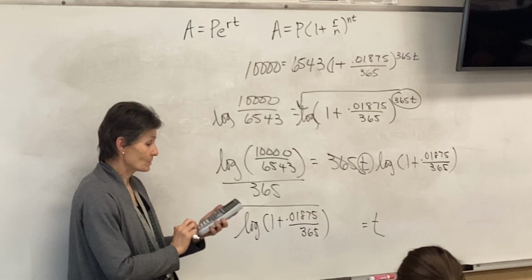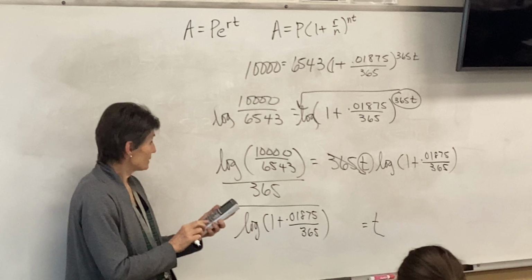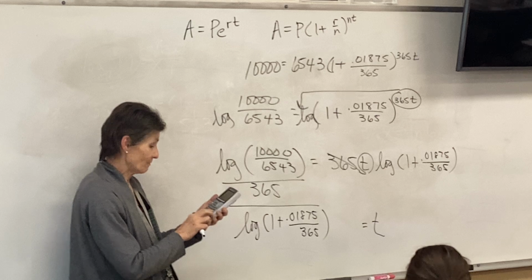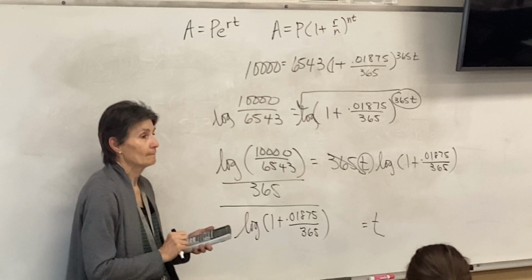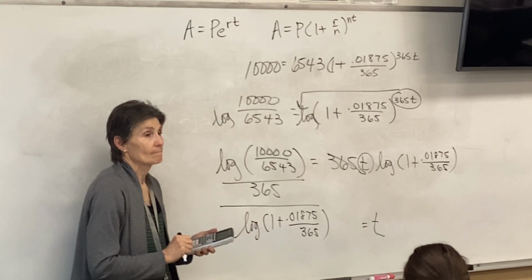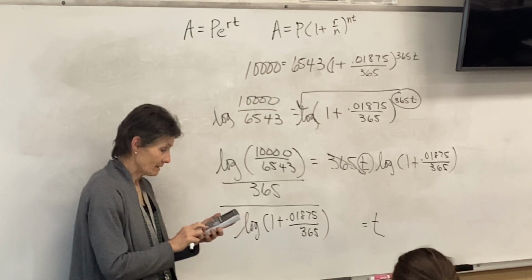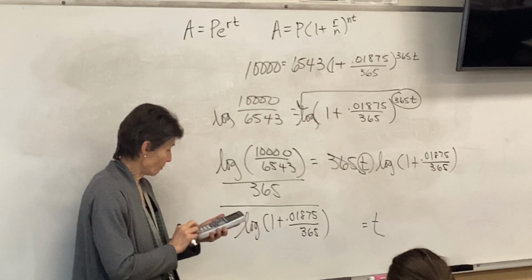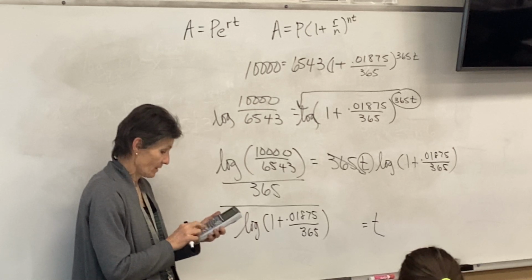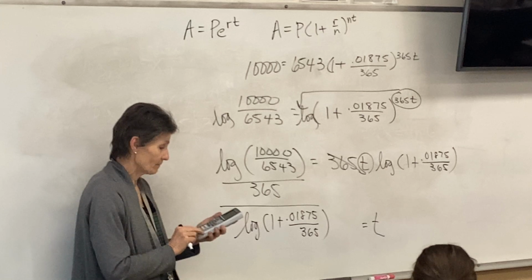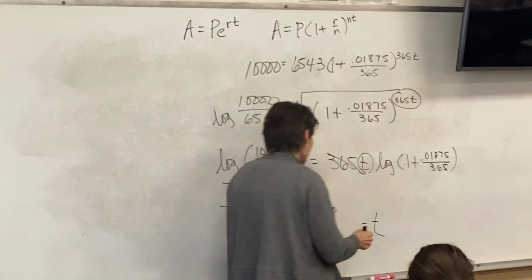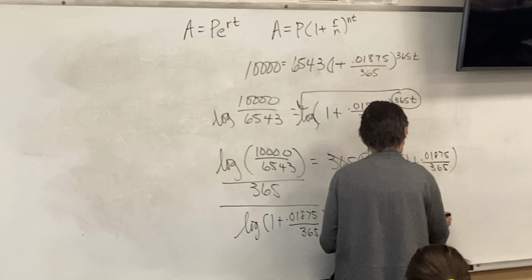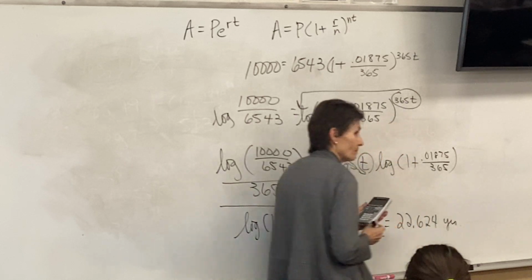Log 10,000 divided by 6543, close parentheses, divided by 365. And then divided by log of 1 plus 0.01875 divided by 365. Hopefully, you got 22.624 years.